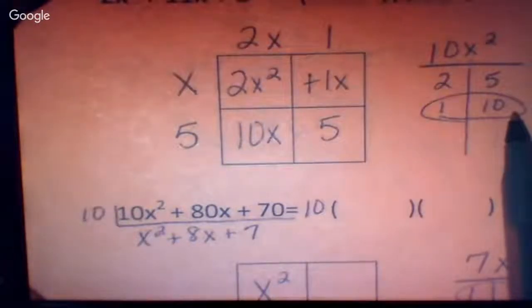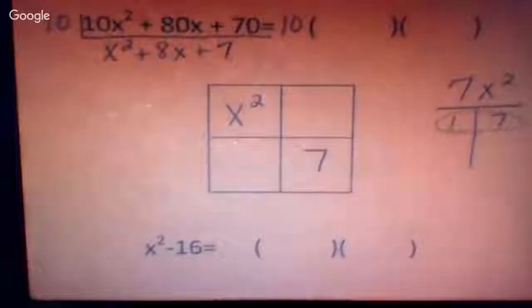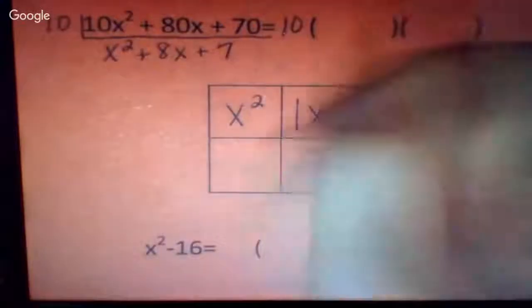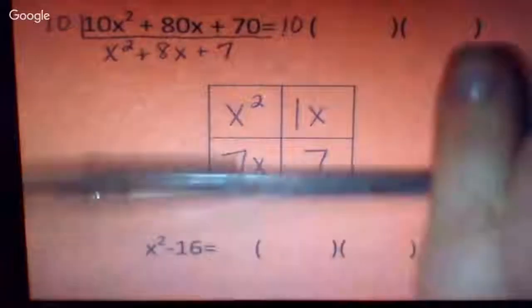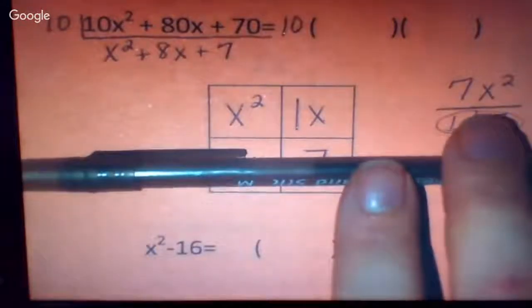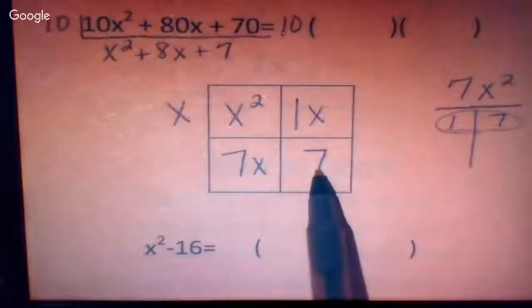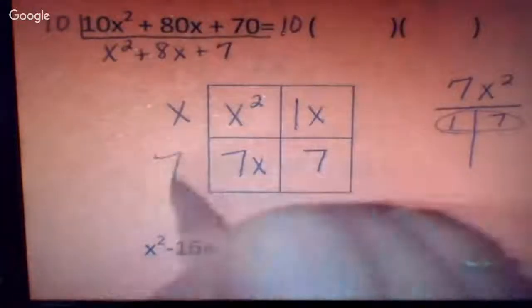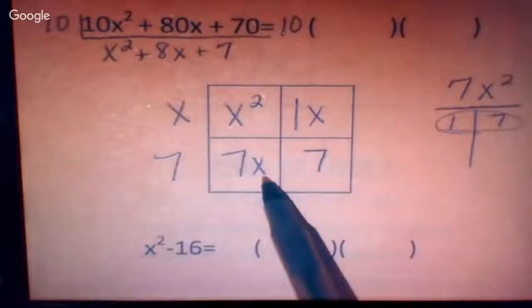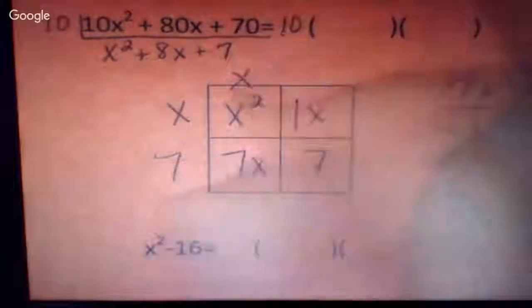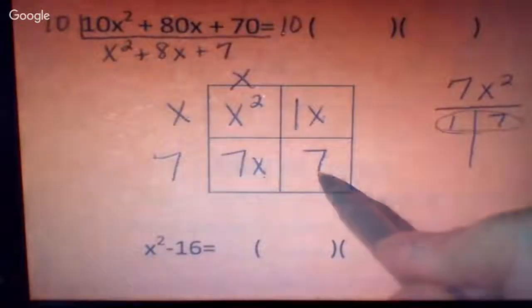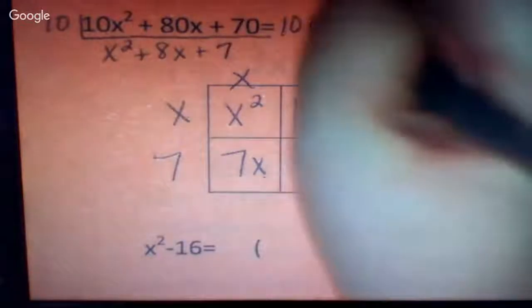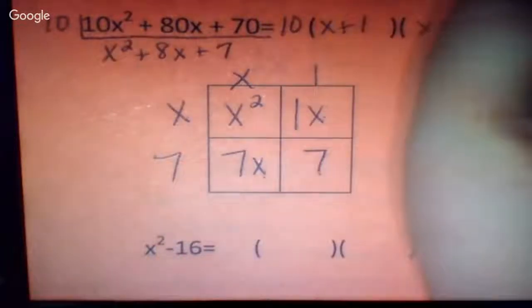Okay. So we've got 1x and 7x. What do x squared and 1x share in common? x. 7x and 7. x squared and 7x, and x and 7. 1. So we get x plus 1, x plus 7.